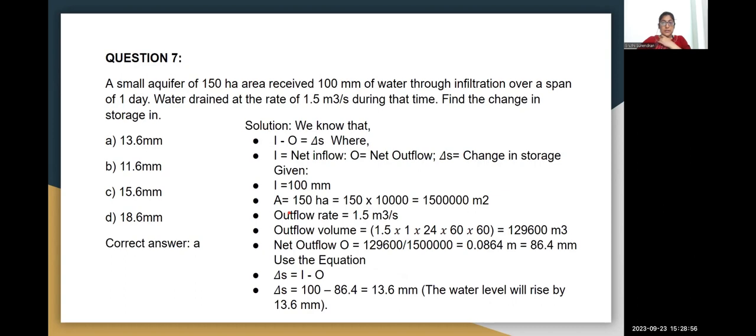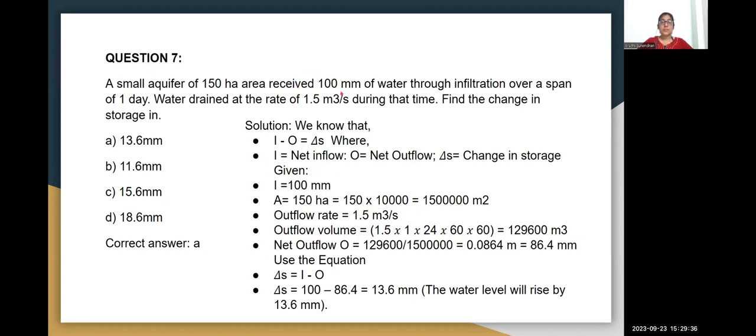Okay. So the water budget equation, you can see here, is inflow minus outflow is equal to change in storage. When we're talking about inflow, it's a net inflow, and outflow is a net outflow. Change in storage is given by delta S. So here inflow is given as 100 mm. Area is given as 150 hectares. When we convert this 150 hectares into meter square, 1 hectare is equal to 10 to the power 4 meter square. So 150 into 10,000 will give 1,500,000 meter square, or you can say 15 lakh meter square.